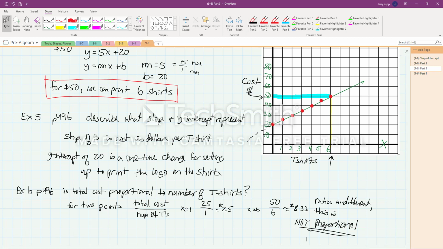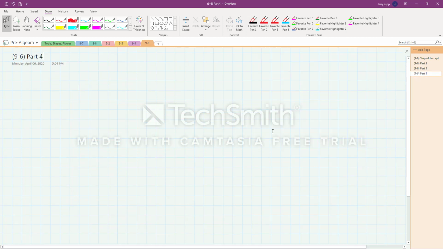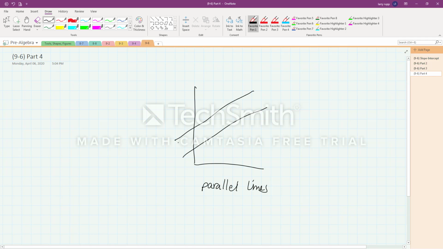The last point that I want to go over really quickly is this: parallel and perpendicular lines. And I'm just going to go over this as a statement. If you had a graph like this, okay? Parallel lines. They're lines that don't touch, okay? They never intersect. So assume these are 2 parallel lines.